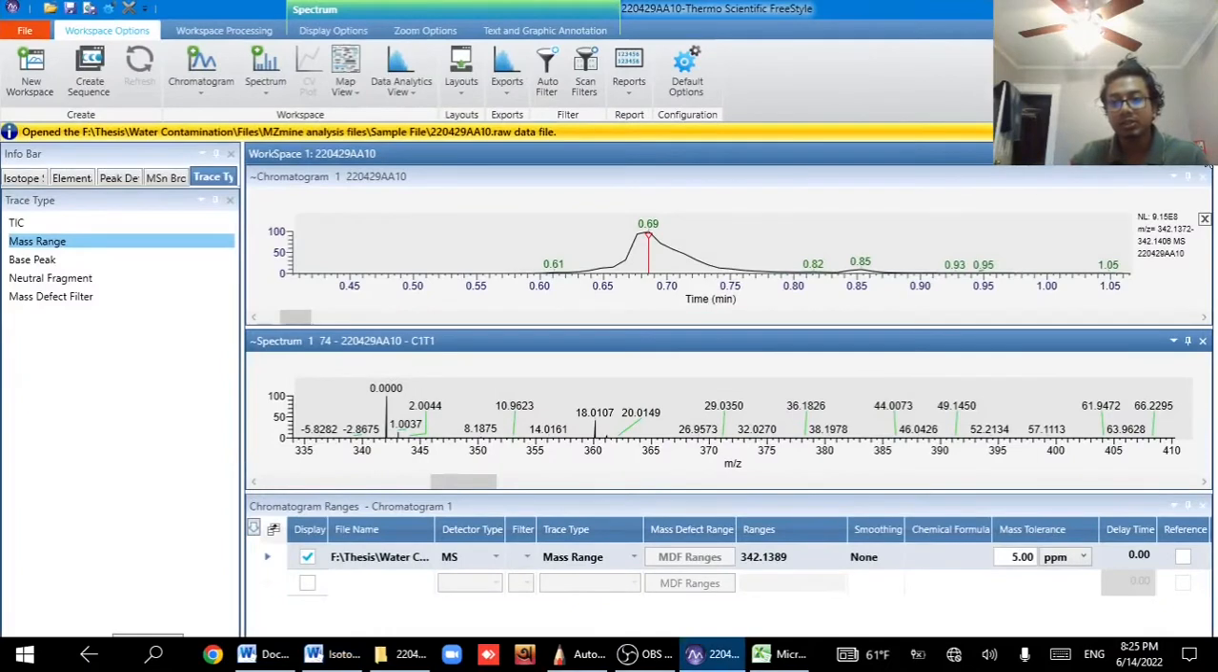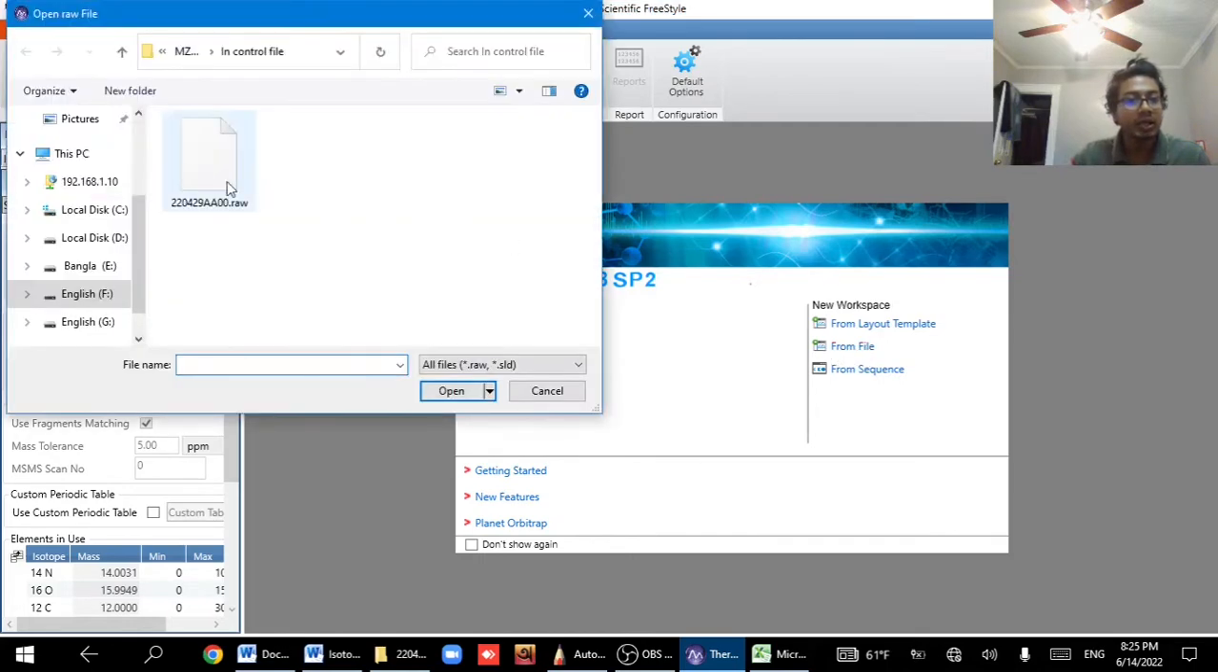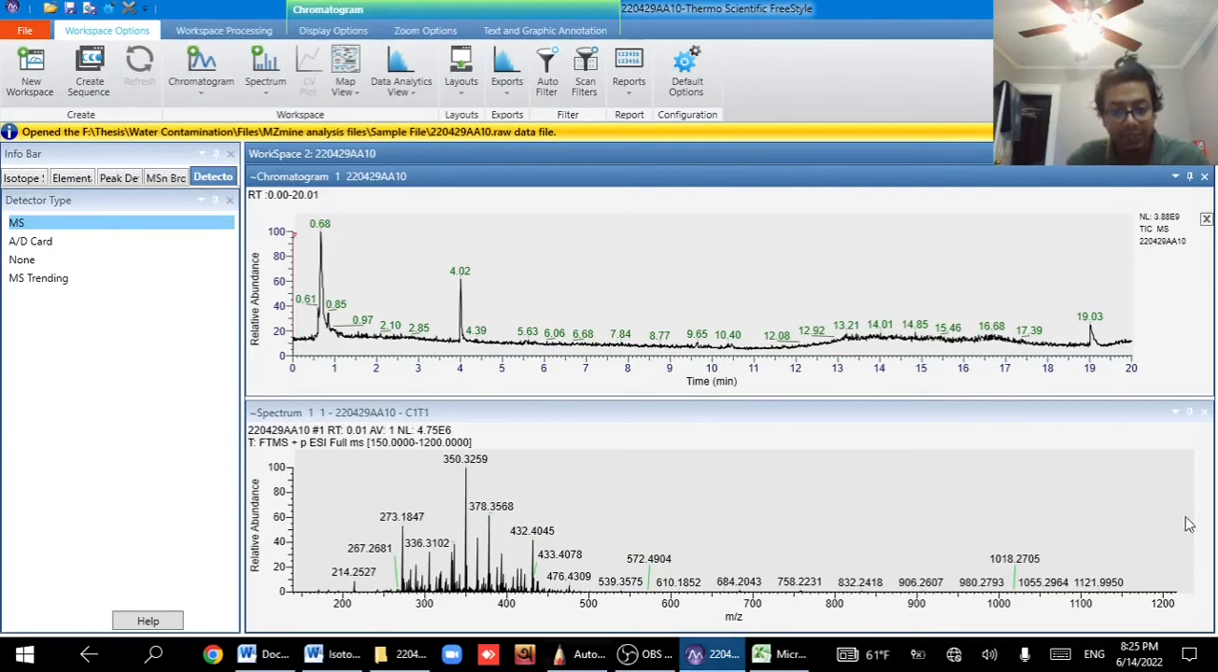Okay, so first I will show you how to open FreeStyle. When you open FreeStyle, you can upload your file by browsing to it and opening it. But if you recently opened the file, you will find it here, just click on it and the file will open like that.